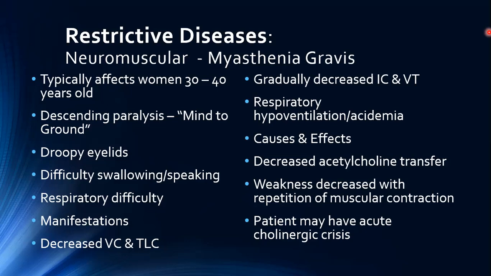Okay, that's how you have to work. You have to be able to move like this. Okay, this is diagnosis and treatment. This is what you call therapy. All right. So also weakness decreased with repetition of muscular contraction. A patient may have acute cholinergic crisis. See, they're having a cholinergic crisis. They don't have enough acetylcholine.